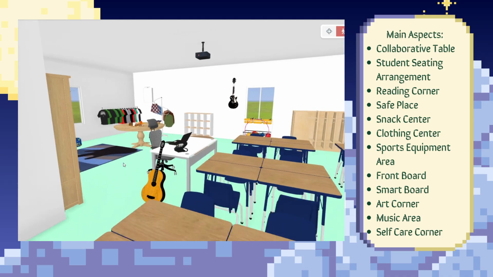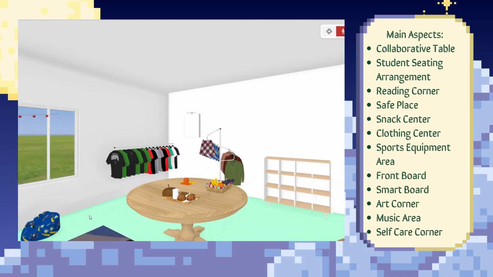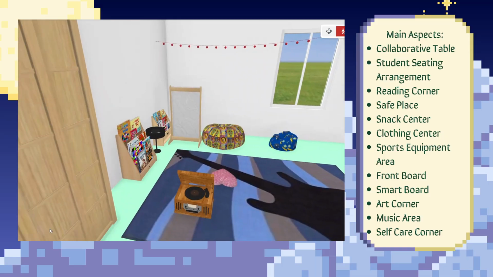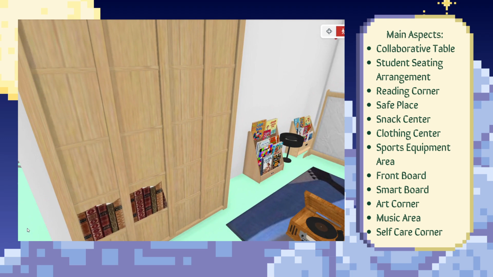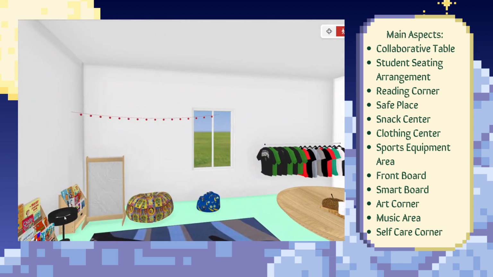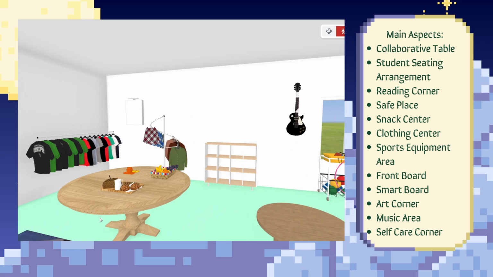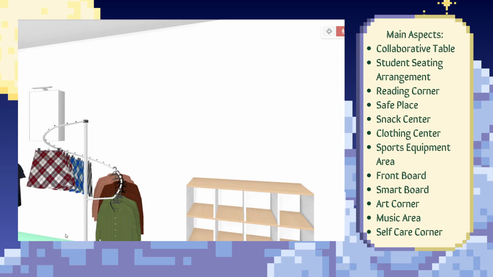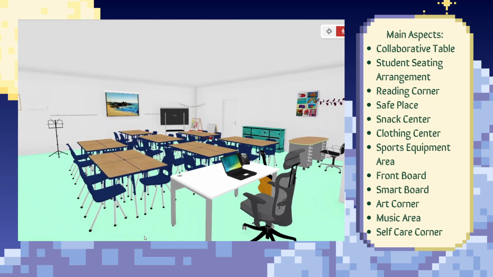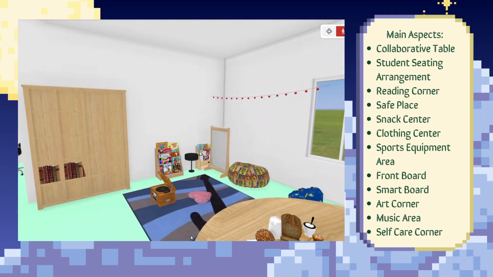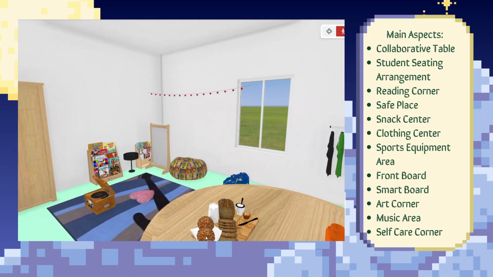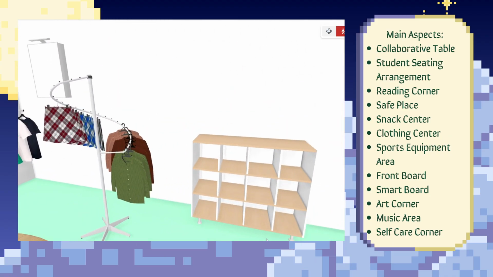So we can see here we're demonstrating the student seating arrangement. Moving on to the reading corner, we have a rug as well as some music. We have the shelves that contain the books. We also have the clothing center as well as the snack center. At this current moment, we can see that there are healthy eating choices on the table. Got some fruits, some grapes. We can also see the clothing center.